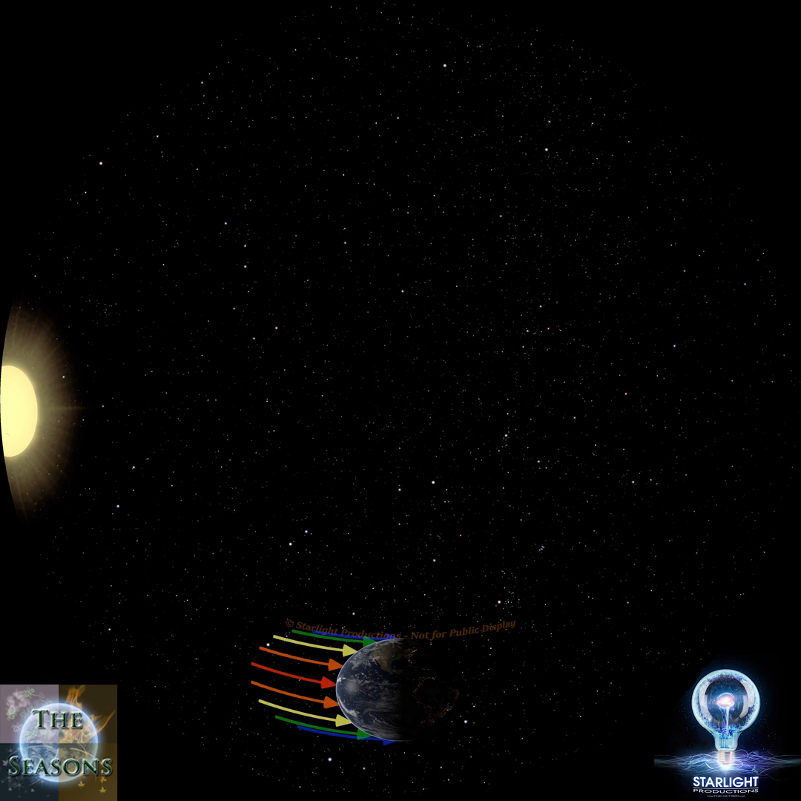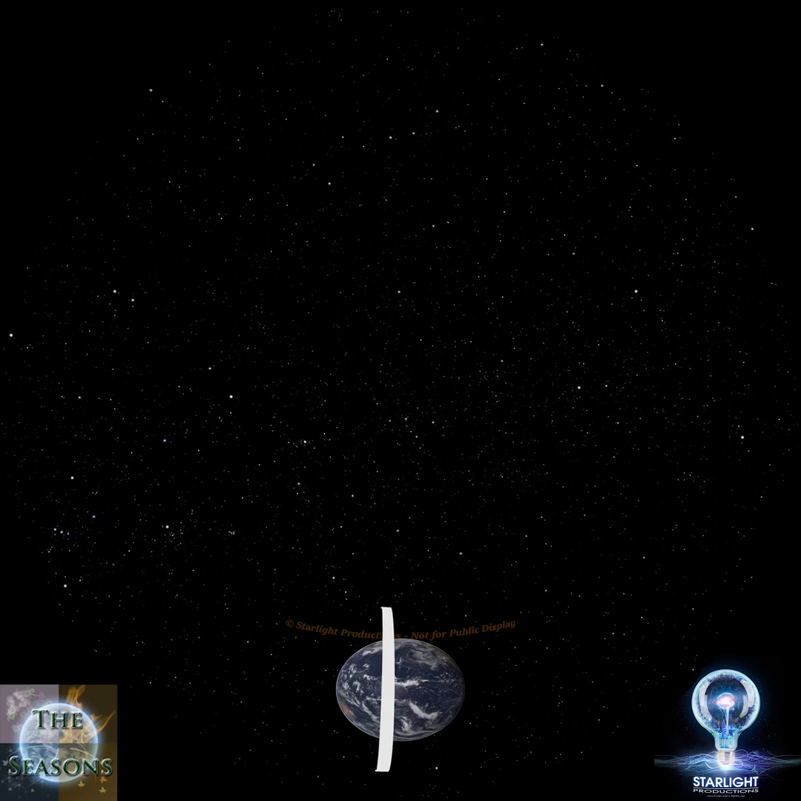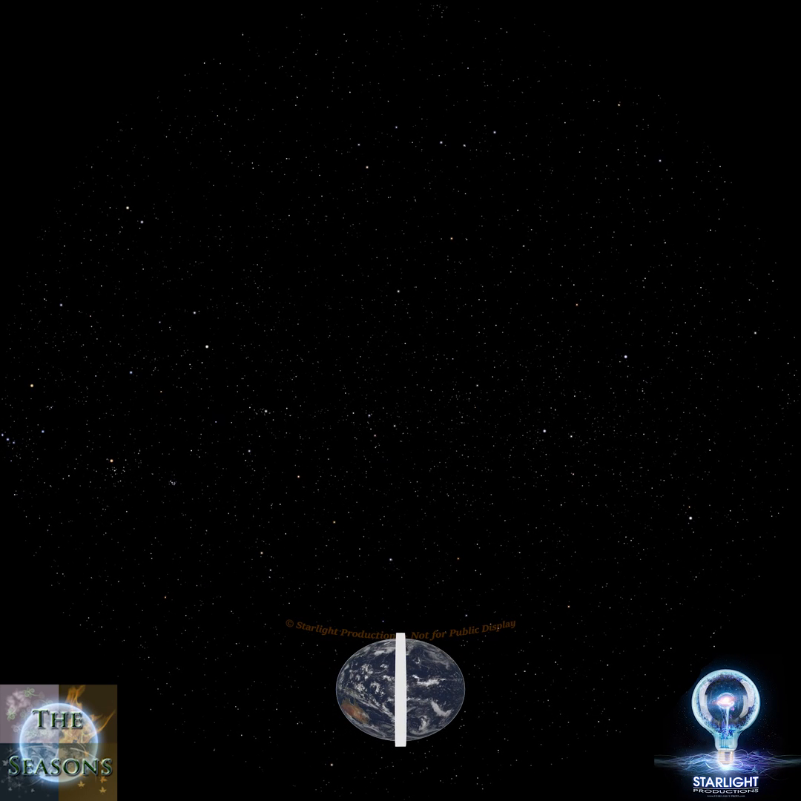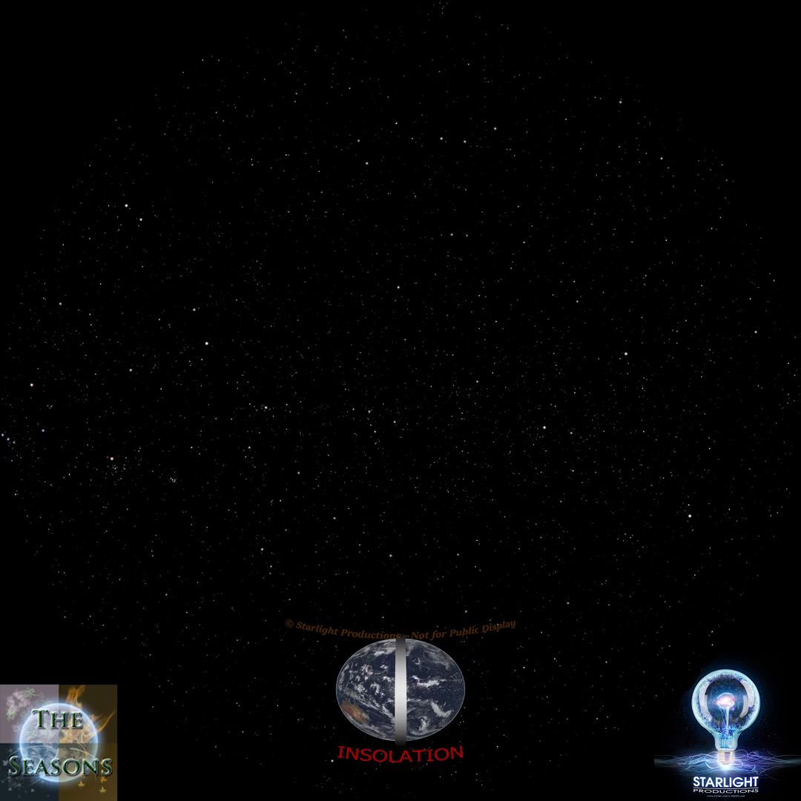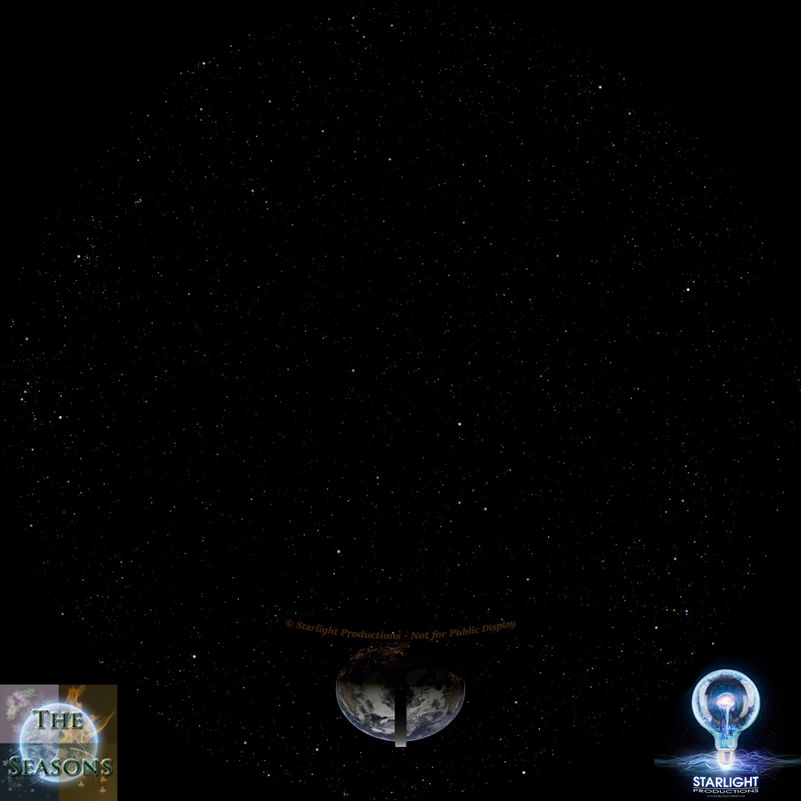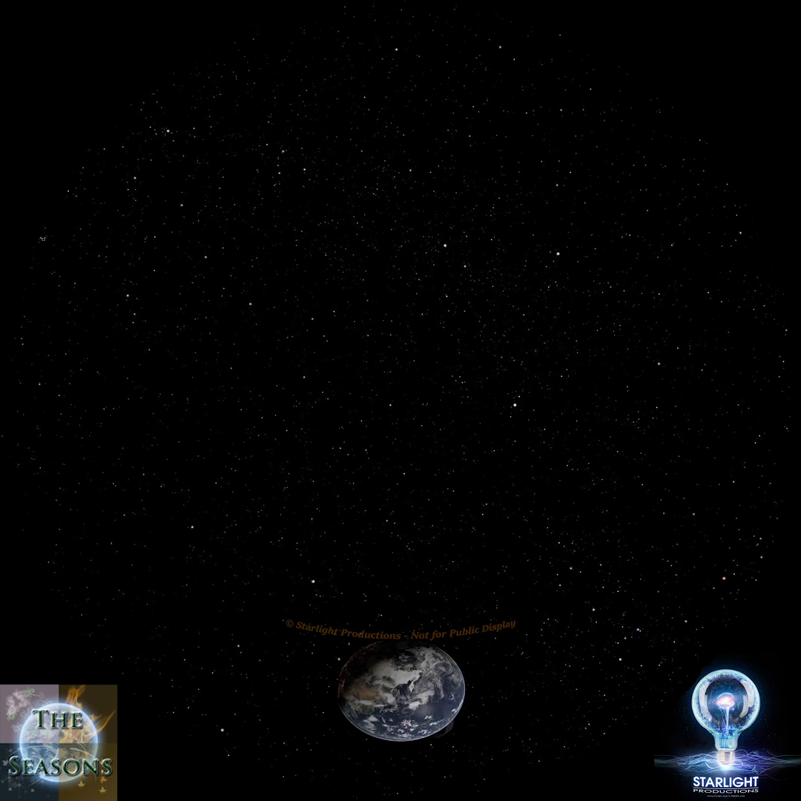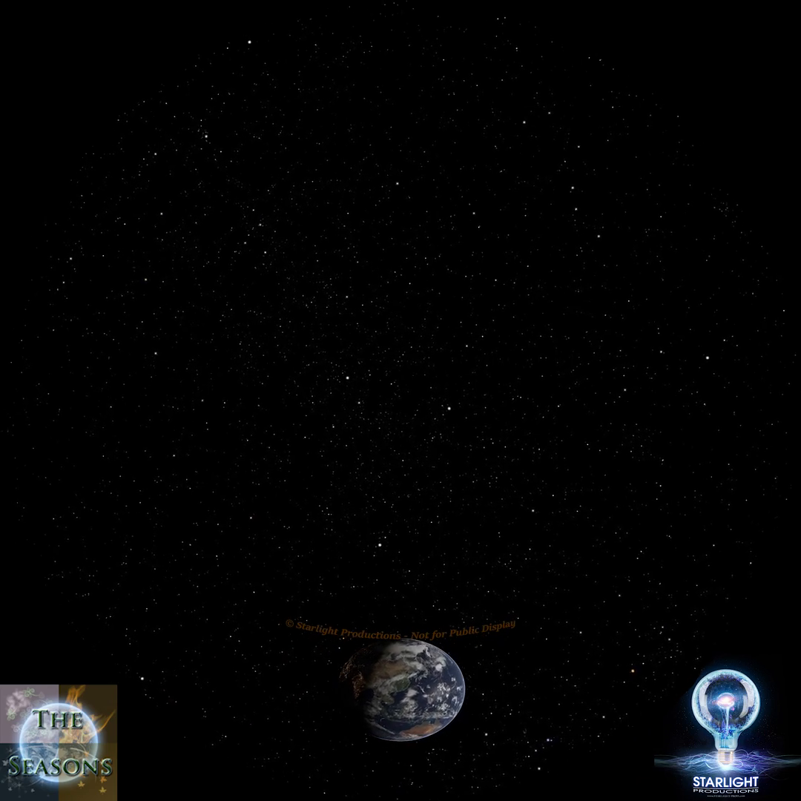If we were to take a giant strip of photographic paper and lay it on Earth's surface from pole to pole, we would find that while the incoming solar radiation, called insolation, measures full intensity at the equator, at the poles it drops literally to 0. This explains why the poles are so cold and covered with ice, but it doesn't explain the change of seasons.